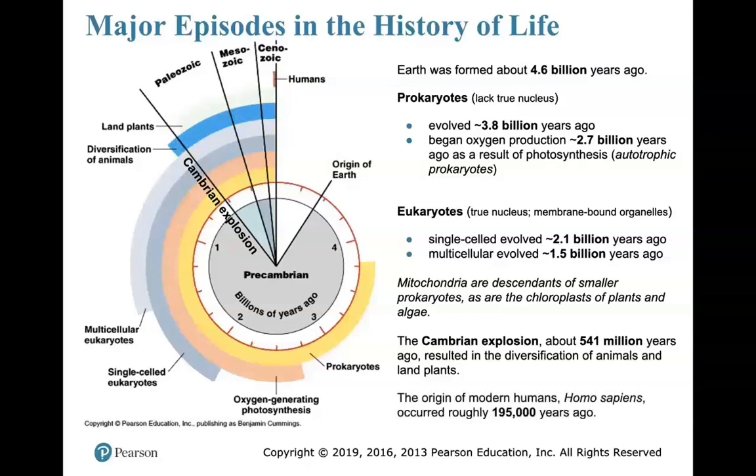Us, where do we belong in that timeline? Here we are. This little tiny orange line right here representing humans and how long we have existed in Earth's timeline. Not that long. It was about 195,000 years ago that Homo sapiens first came about, modern humans.